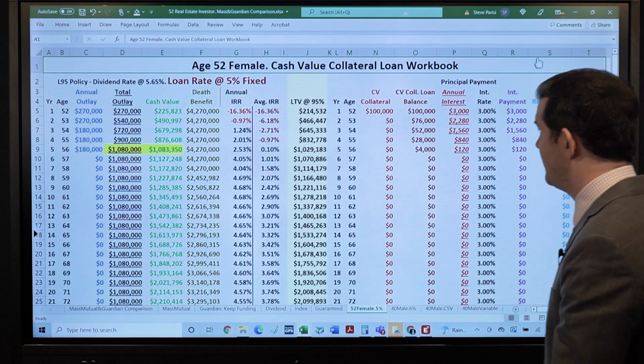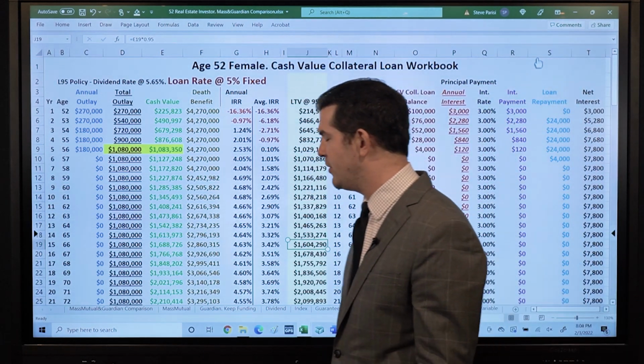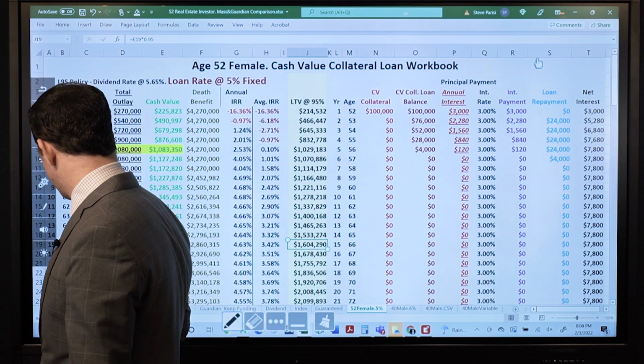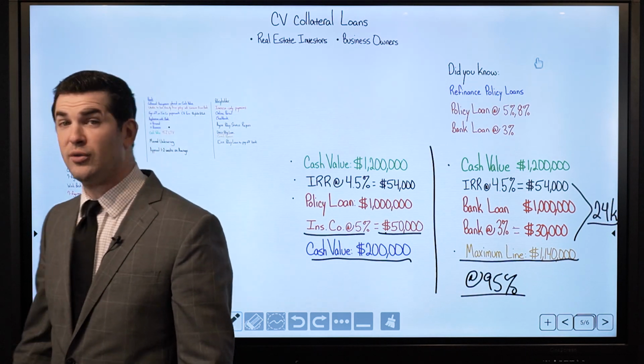We can model any type of loan we want, and we've got the total amount we can gauge with respect to how much you can borrow out. Nothing fancy here with the workbook, but it is fun to use. So a lot of info there.